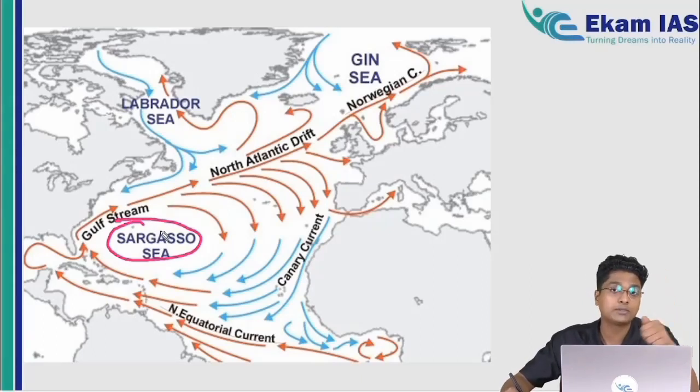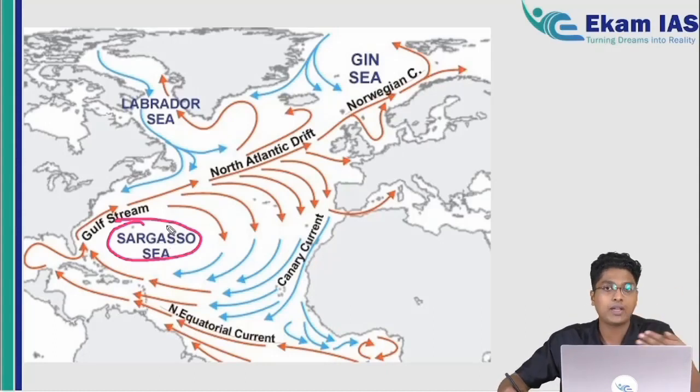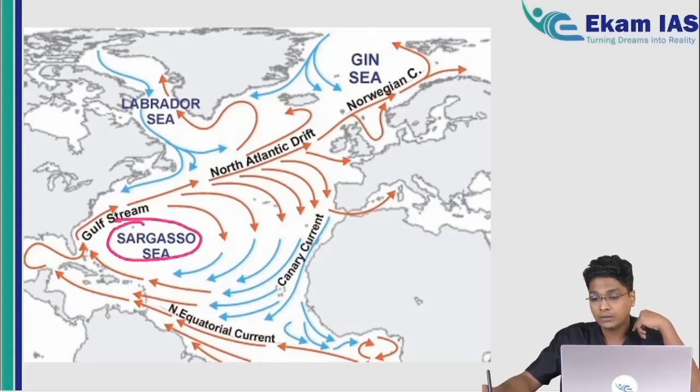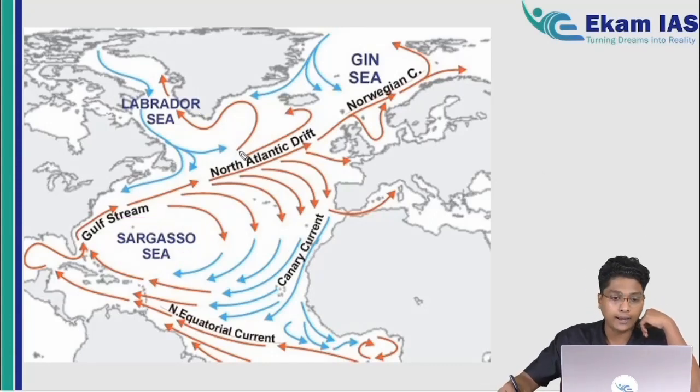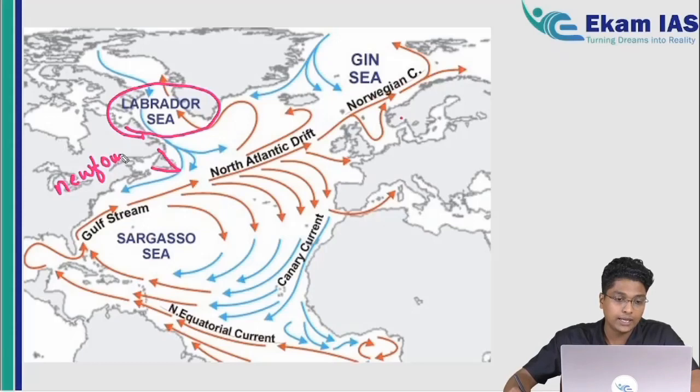Now this region is famous for the weed called sargassum, which obstructs navigation. This also traps ocean pollutants as well, the plastic waste and the garbage, right? There is a garbage patch in this region as well. And the next important current in the North Atlantic Ocean is the Labrador Current, which is a very cold current. So at this end of this region, you can see Newfoundland.